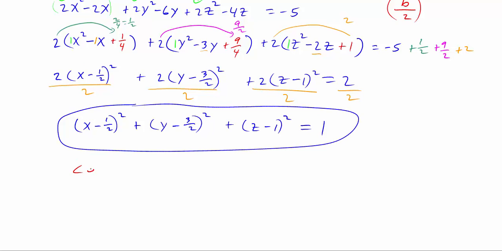And if we wanted to identify the center now, we know that that would be 1/2, 3/2, and 1. And then, of course, the radius would be equal to the square root of 1, which would be 1. So once again, 1/2, 3/2, and 1 would be the center of the sphere with a radius of 1.